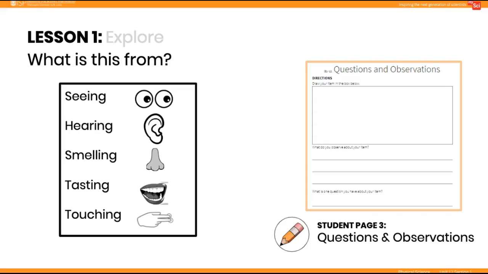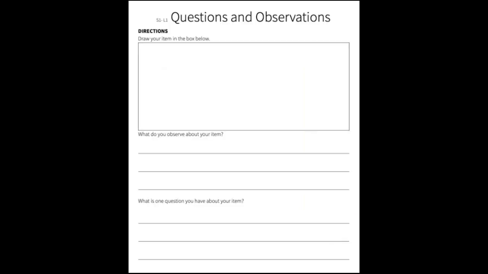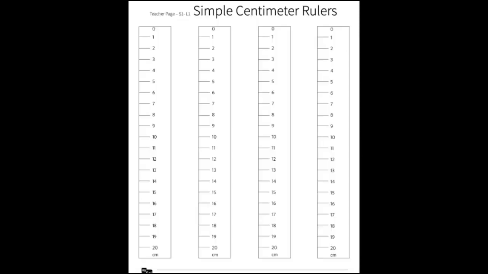Students can draw their object and record their observations on Student Journal page 3, Questions and Observations, and then discuss what they observe about their object with other groups. Printable rulers in centimeters only are also available on Teacher page 2.